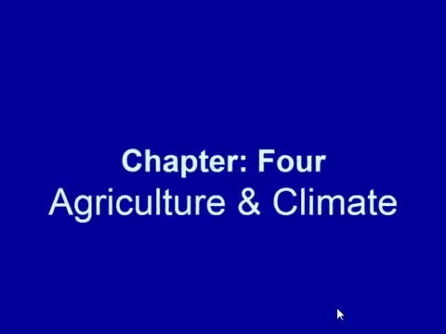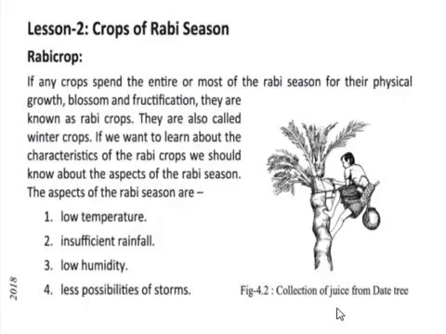Today I am going to discuss Chapter 4, Agriculture and Climate. Lesson 2, Crops of the Rabi Season. Rabi crops: if any crops spend the entire or most of the Rabi season for their physical growth, blossom, and fructification, they are known as Rabi crops.